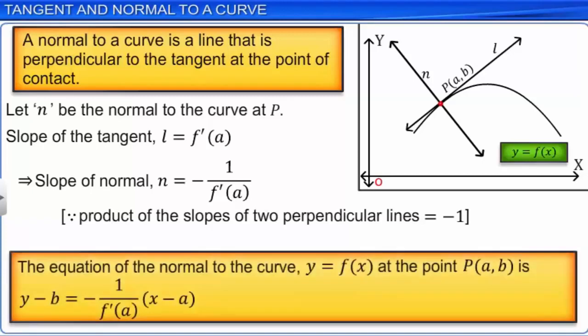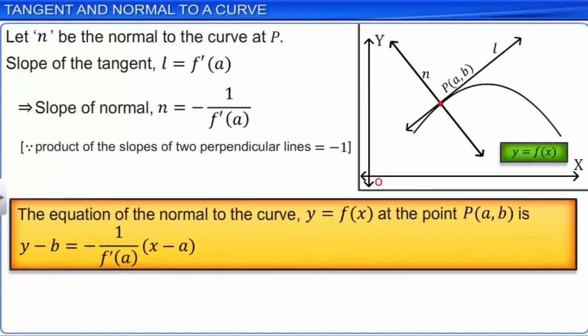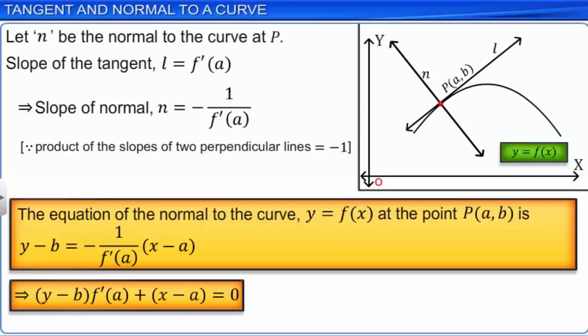The equation of the normal to the curve at the point P, a comma b is y minus b is equal to minus 1 upon f dash a into x minus a. On simplifying, we get the equation of the normal as y minus b into f dash a plus x minus a is equal to 0.